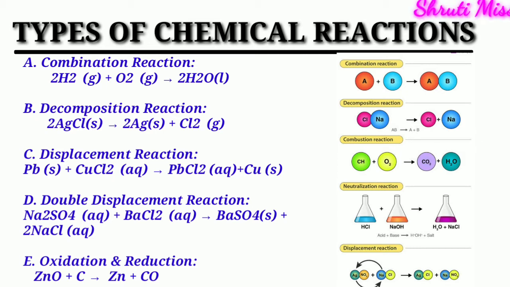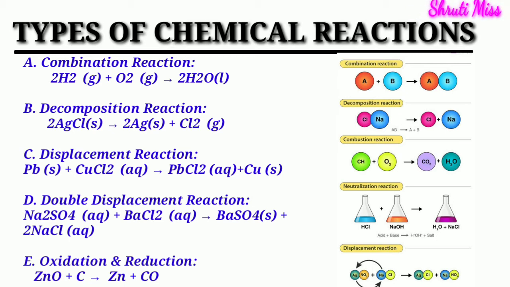But after the reaction we can see that chlorine will combine with Pb and Cu will be alone. So it means that Pb plus CuCl2 makes PbCl2 plus Cu, in which PbCl2 is in the aqueous form while Cu is in the solid form. Now D, which is double displacement reaction.